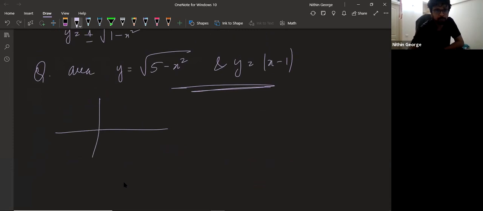Draw the figure. What do you get? x square plus y square equal to 5. The upper semicircle where y is positive. Okay. And then here, 1 will be somewhere inside. y is equal to mod x minus 1. We are looking for this area, right?